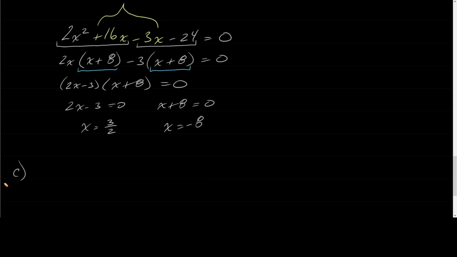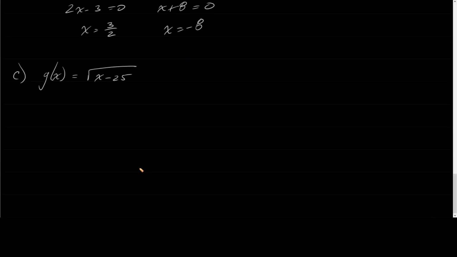C. Let's say that I have g of x is equal to the square root of x minus 25, all right? And again, we're looking for the zeros of this function, okay? So what do we do? Well, we're going to set this function equal to 0. Square both sides to get rid of the square root. Add 25 to both sides. And there we go. That is our zero. x is equal to 25, right?